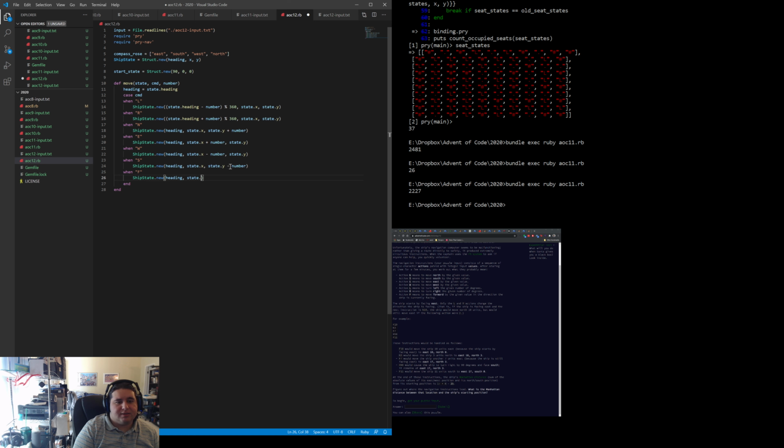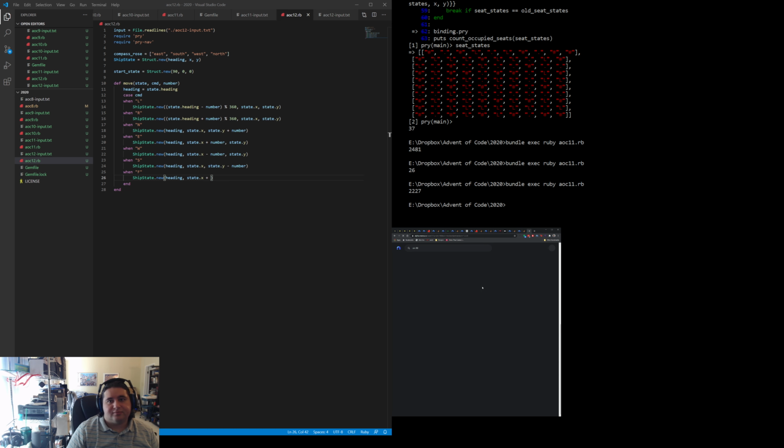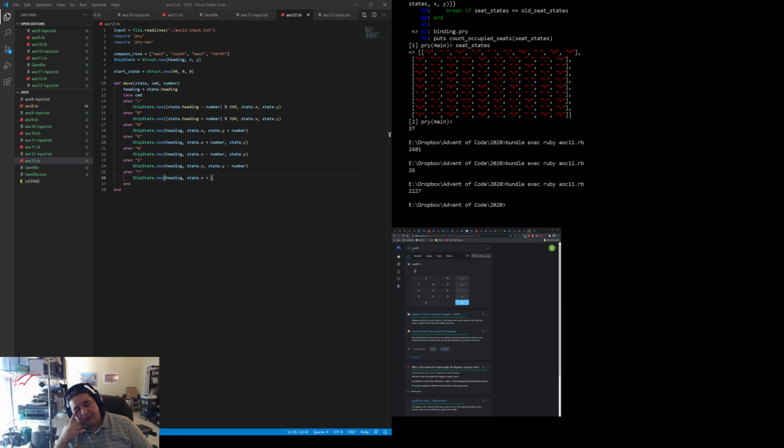State.y plus, or state.x plus... Ruby, it's sin, right? So if heading is 90 degrees to the right, then sin, what's sin 90 again? Sin of 90 is 1. So I'm actually doing this on cosine, right? Because cosine 90 should be 0. Yeah, so cosine 90 is 0.